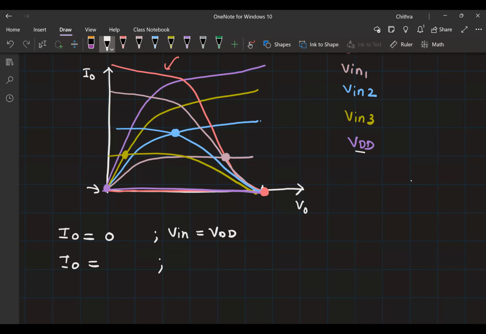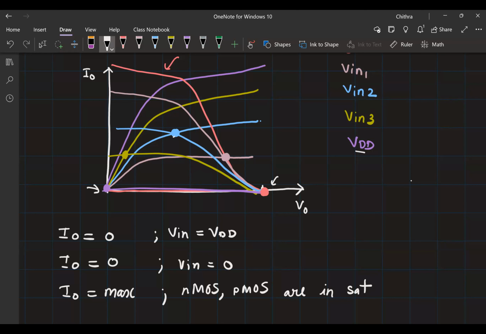Again, what is I naught when Vin is equal to 0? The red intersection point, which is 0. So when is I naught getting the maximum value? Roughly, in this plot, it has come out to be at VDD by 2. But what comment can you make about the region of operation of NMOS and PMOS? Both are in saturation region here, right? The curves are flat when they are intersecting. So here, both NMOS and PMOS are in saturation.